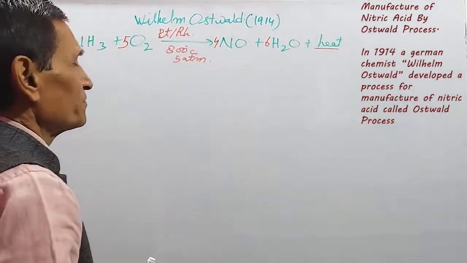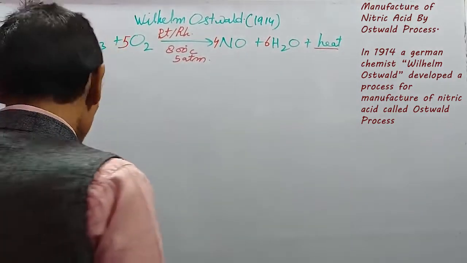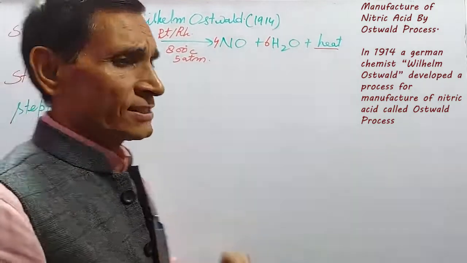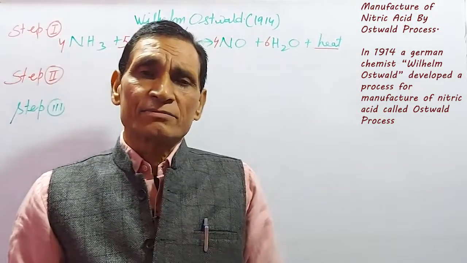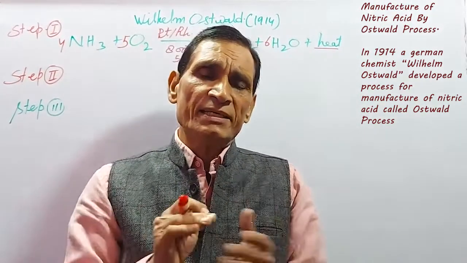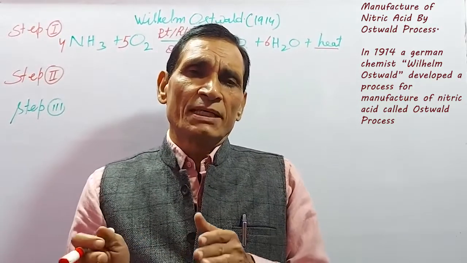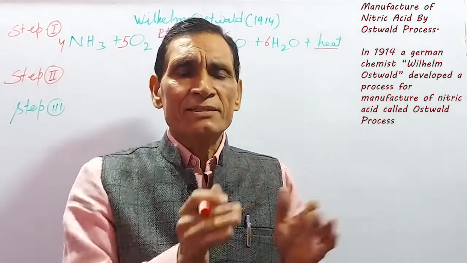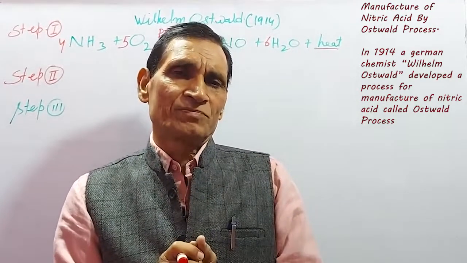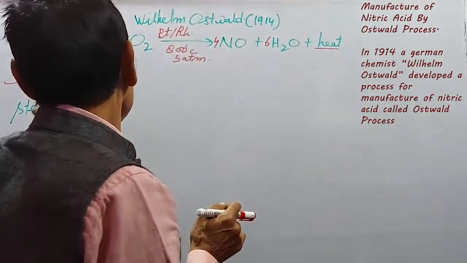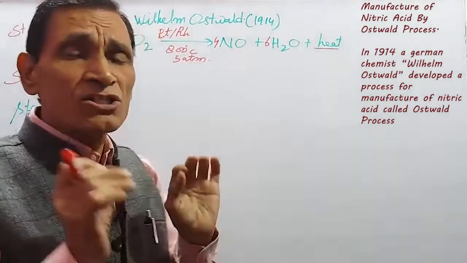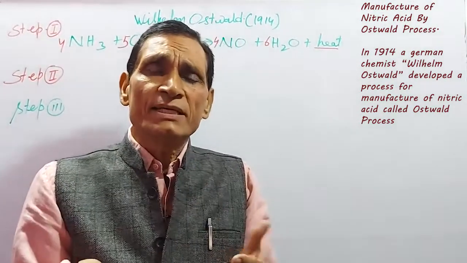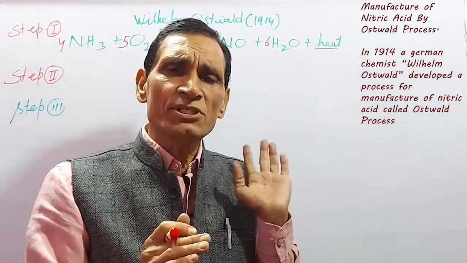Now step 2. This mixture of nitric oxide, water vapor and remaining air is passed into another oxidation chamber. Then in the second step, what is there? Oxidation of nitric oxide into nitrogen dioxide in the oxidation chamber. This is the second step.